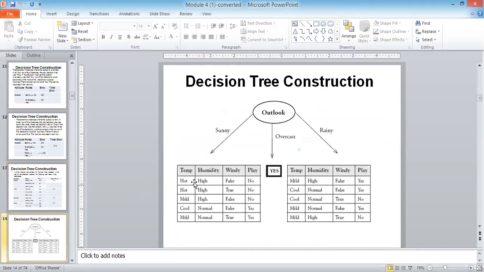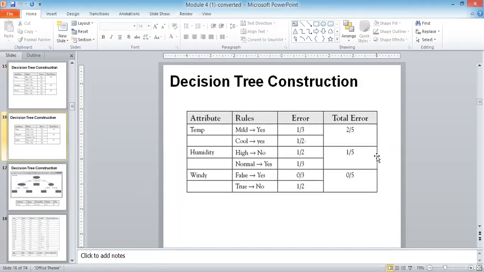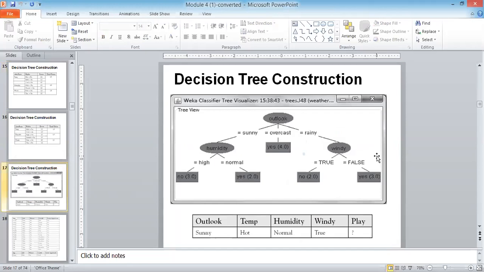They have made yes or no, whether to play or not. In the same fashion, they have constructed the error rate, the total error rate, for all the constraints. And when you apply this in a software, this is how your program is going to give the output, a decision tree.